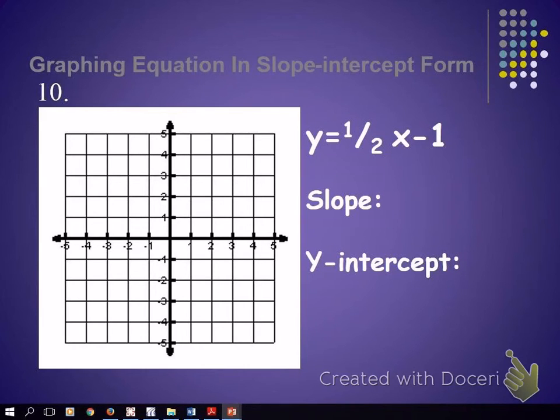So let's make this organized. Let's organize ourselves a little bit. The slope in this equation here is 1/2. The y-intercept is negative 1. Okay, piece of cake. I know the graph hits negative 1 on the y-axis, so that's going to be 1 point.